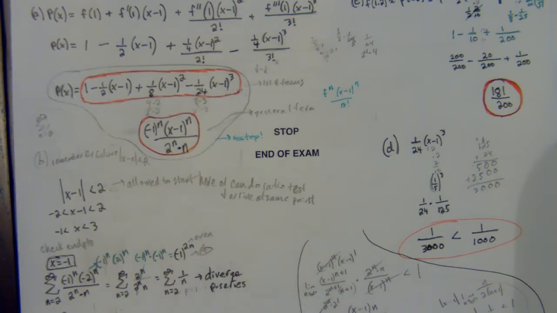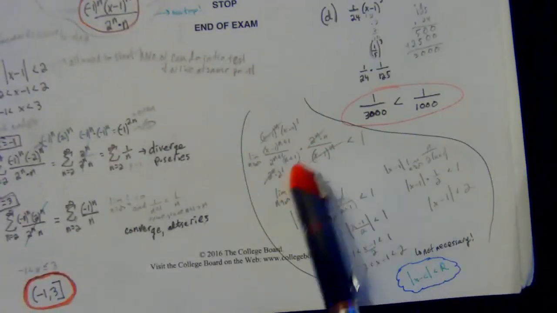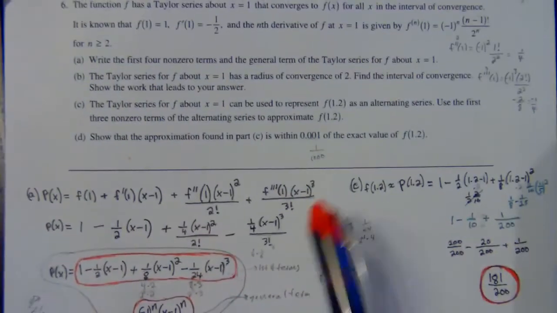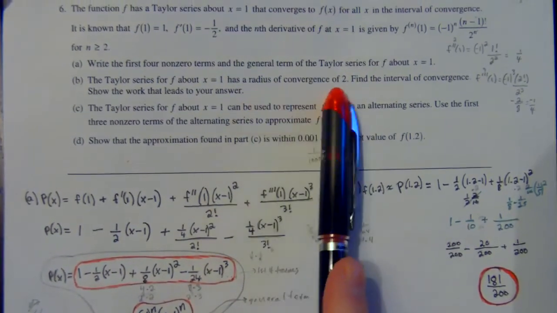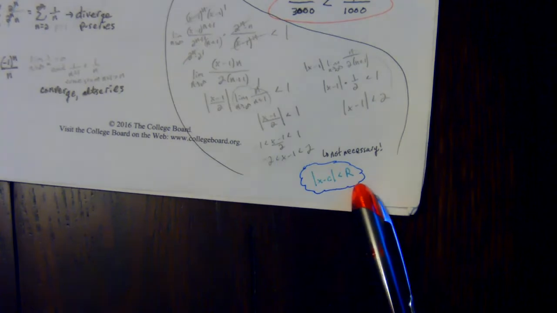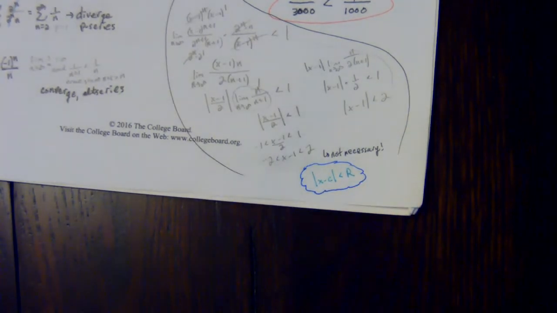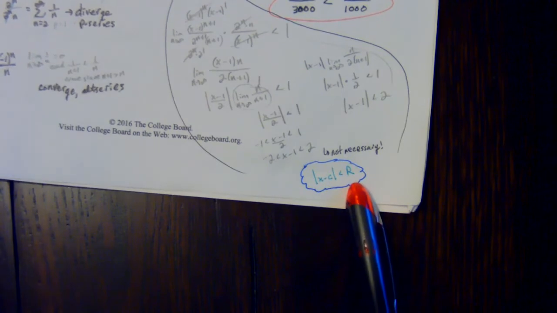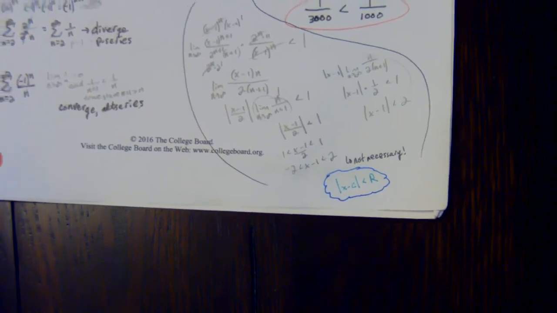So there's letter A. Now letter B, I just did some extra work down here. All this work right here is unnecessary, but I did some extra work down there just to prove something to myself. When it tells us the radius of convergence is 2, here's what we're allowed to start with: the absolute value of x minus c is less than that radius of convergence. So if they tell us the radius of convergence is 2, I can start right there. That's what I'm allowed to do. So we know that going forward.